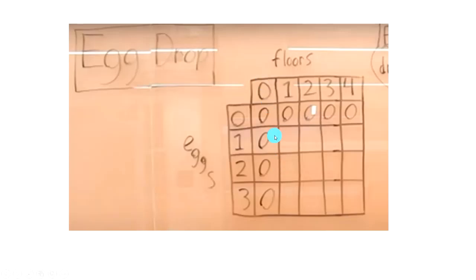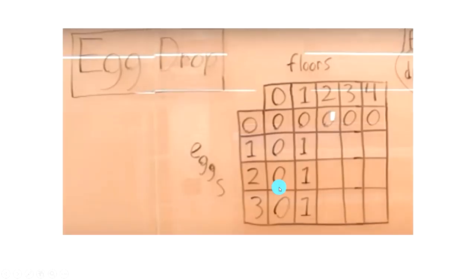So here, since the number of floors is 0, I have no floors to work with. So the answer is going to be 0 here as well. So we'll be filling the column here with the value 0. Say for this floor, when the floor is 1, no matter how many eggs I have, be it 1, 2 or 3, I will do only one drop. So the value that we'll be filling here is going to be 1.